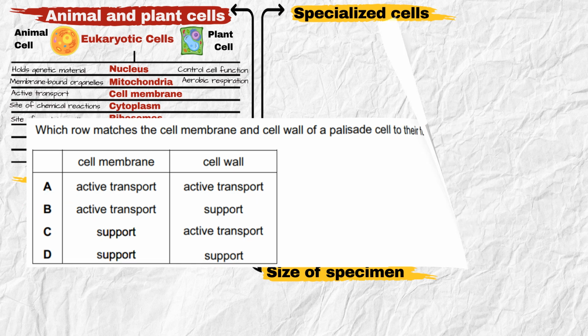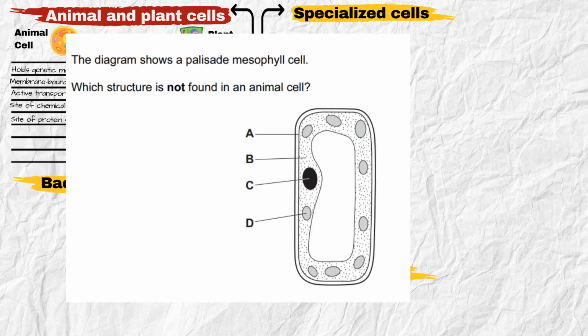This is a diagram of a palisade mesophyll cell. They ask, which structure is not found in an animal cell? Structure A is a cell membrane. It is present in both cells. Structure B is cytoplasm. It is here and here.